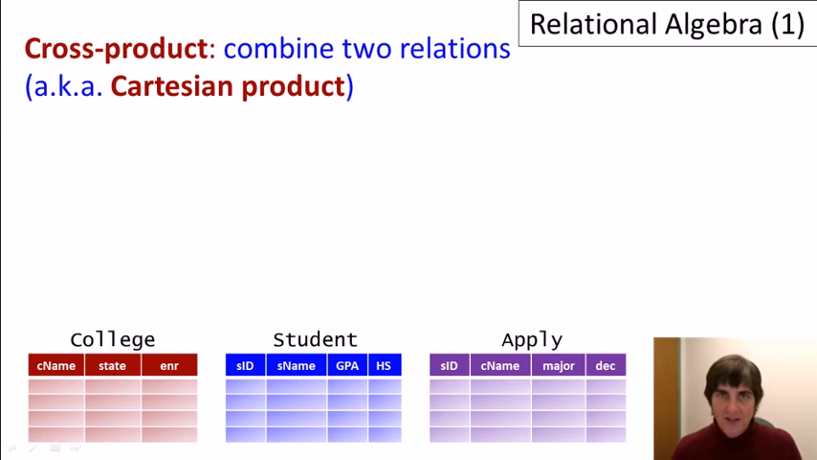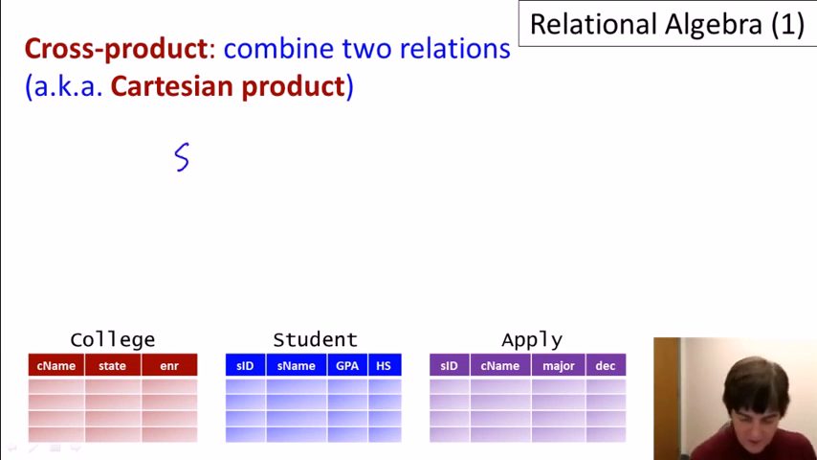Our first operator that combines two relations is the cross product operator, also known as the Cartesian product. What this operator does is it takes two relations and kind of glues them together so that the schema of the result is the union of the schemas of the two relations, and the contents of the result are every combination of tuples from those relations. This is in fact the normal set cross product that you might have learned way back in elementary school.